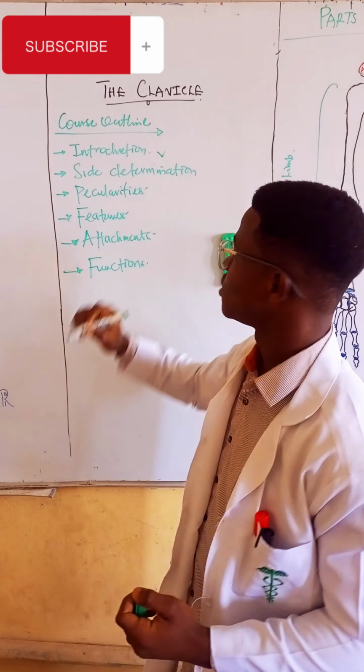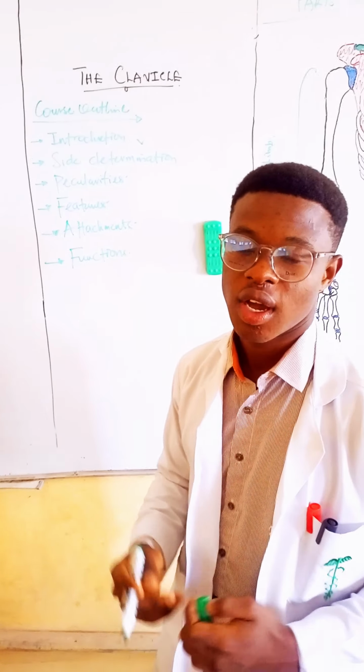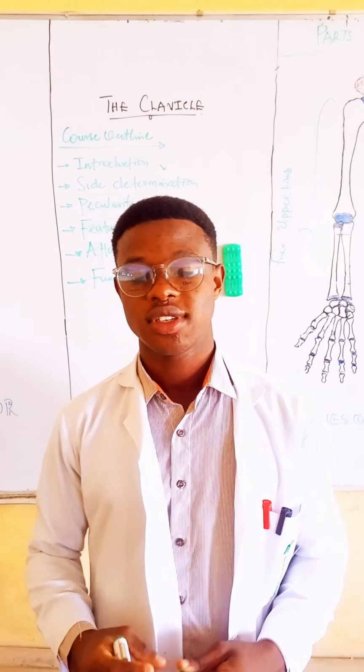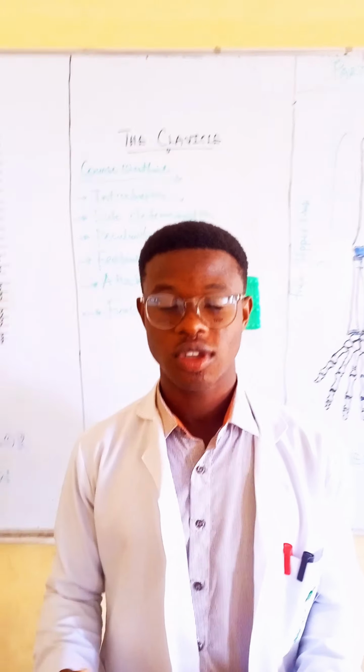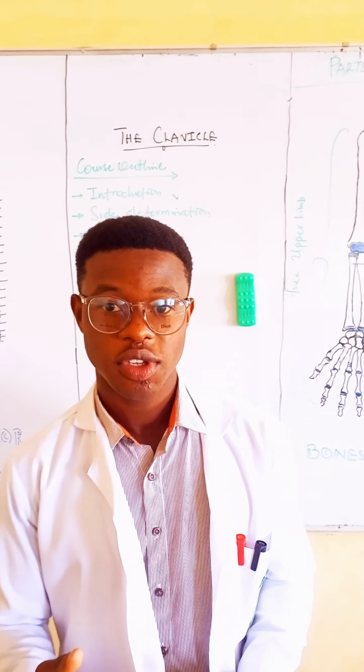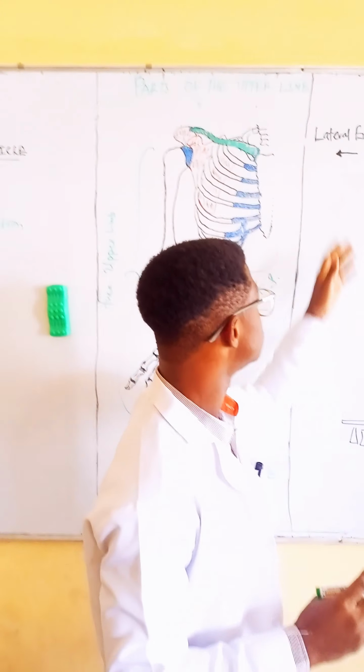Already done with the introduction of the clavicle. Check. So the next course outline will be the site determination of the clavicle. However, before we can determine the site of clavicle, we need to look into some anatomical terminologies of a clavicle. So permit me, I'll be taking you guys to a few diagrams from our board.